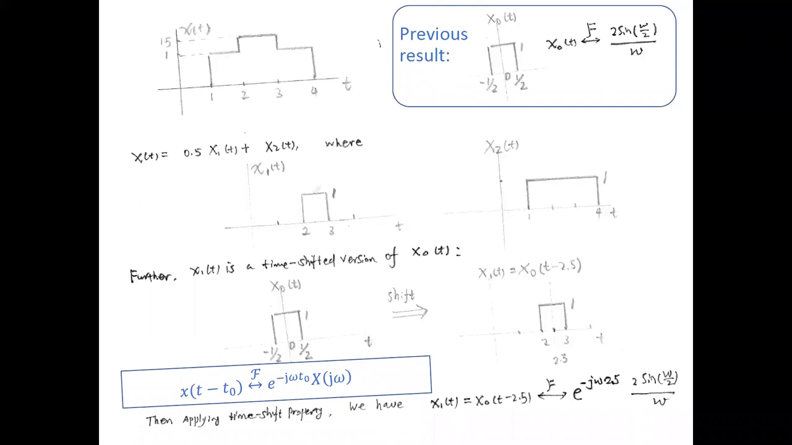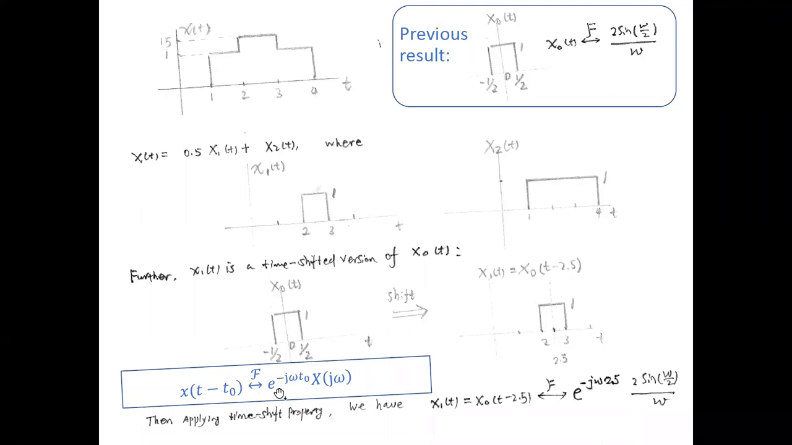Let's first look at x1. As we can observe and compare with the x0 we already calculated, x1 is a time shifted version of x0. It's only a time shift because the width of x0's square waveform is 1, right? 1/2 minus minus 1/2. And from 2 to 3, the width of the square waveform does not change. The only thing that changes is the center of it. We move the center from 0 to 2.5. That's why x1(t) is x0(t minus 2.5).